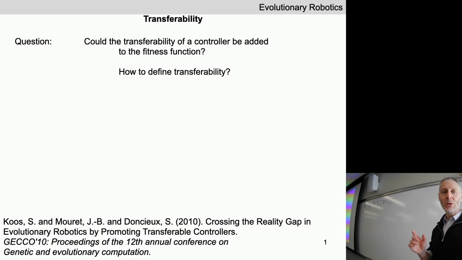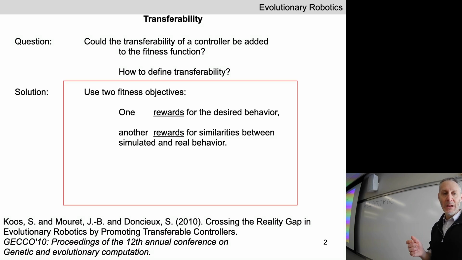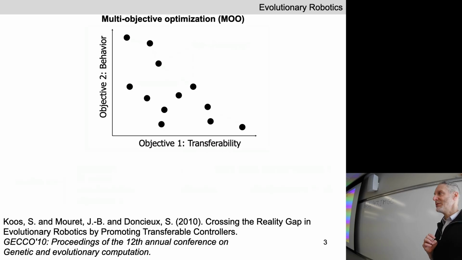Just to remind you, we're thinking about this idea of how do we go about estimating or computing the transferability of a controller. So first of all, how do you define transferability? We'll come back to that in a moment. We looked at a new type of evolutionary algorithm that we haven't seen before in this class, which is MOO, multi-objective optimization. We've got 2 objectives that we want to maximize, which is the behavior we want and transferability.